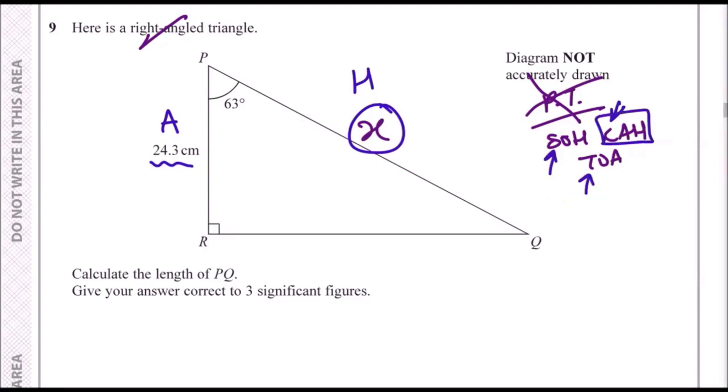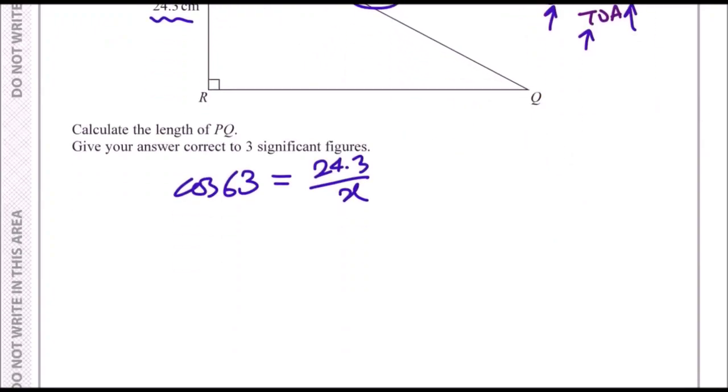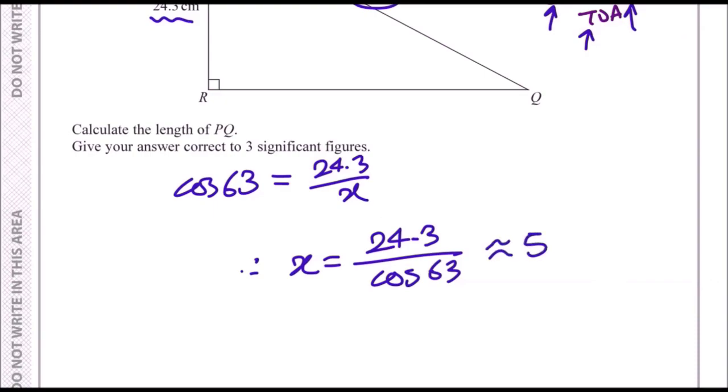For CAH, we can write that as an equation: cos of the angle, so cos 63 equals A, which is the adjacent, in this case 24.3, over the hypotenuse X. And that's it, guys. Then all you have to do is rearrange your equation. To rearrange it nicely, I would multiply X across and divide by cos 63 across. So you're going to have X equals 24.3 over cos 63. Then when you put this in the calculator, you should get a simple answer of roughly 53.5 centimeters. And that's it.